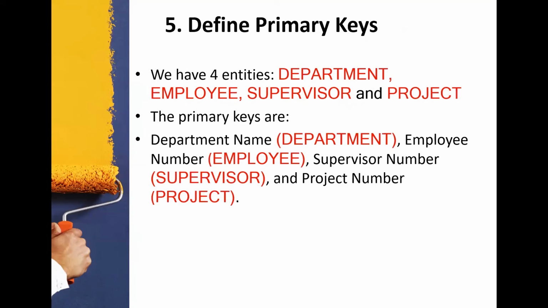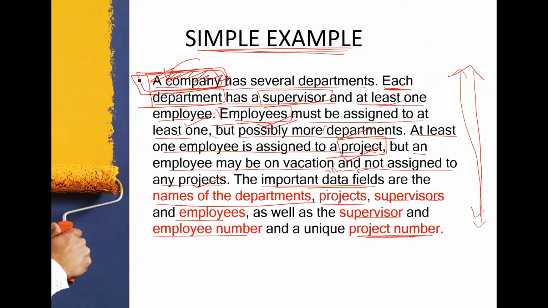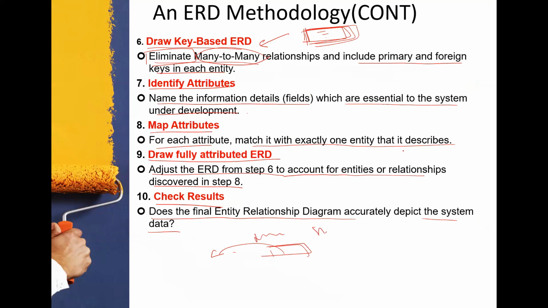So next kita akan define primary key. So kat sini kita ada we have 4 entity, department, employee, supervisor and project. The primary key are, sekarang yang kita tahu based on the description tu, kita hanya tahu the important data field ada names of the department, name of the project, name of supervisor and names of employee dan juga and also the supervisor and employee number. Dan dia dah terang-terang cakap this one is the unit for the project entity.